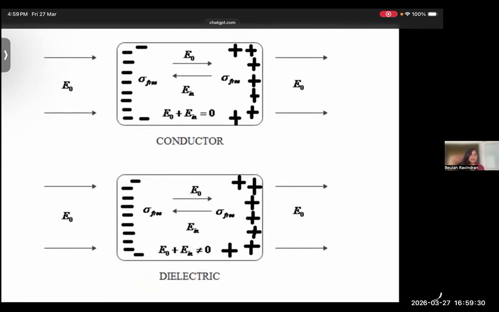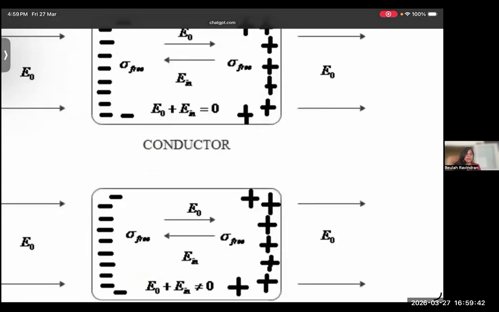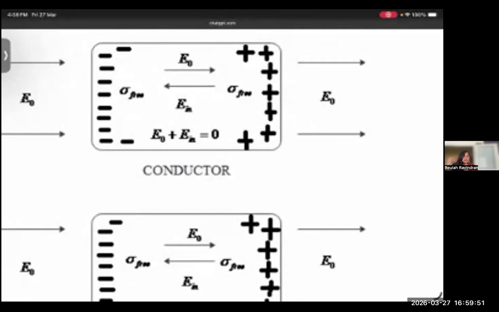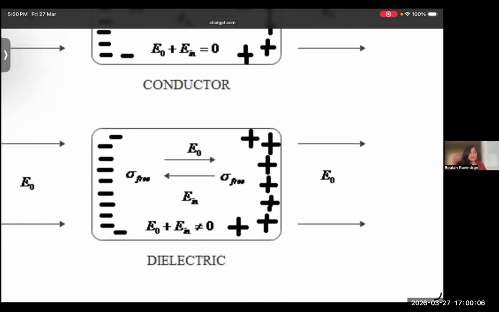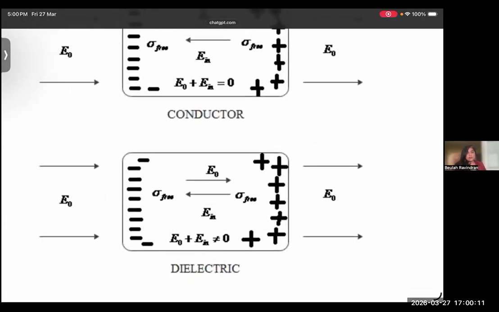Here in the conductor, this will be E naught, and E naught has a direction. You can see the direction. Here a normal, right? This is also a direction you can see. So for a conductor, the difference of these two directional things is equal to 0, that means both are the same. For a dielectric, it is not equal to 0. This is the major difference between the conductor and the dielectric, and we are now going to see all these things.